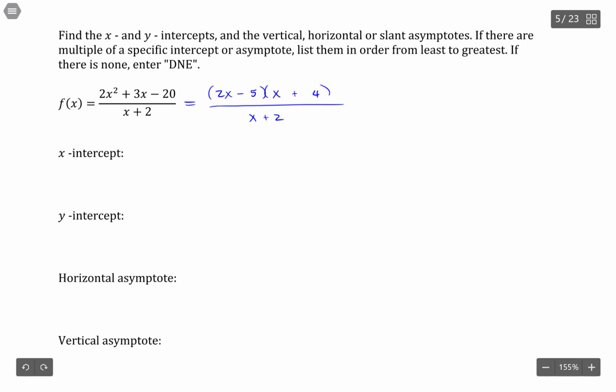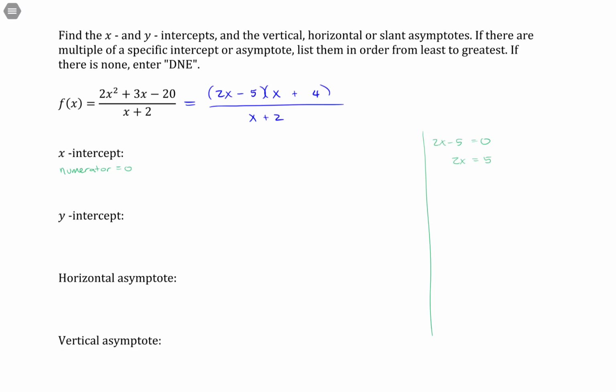x-intercepts. So the location of x-intercepts, these happen where the numerator is equal to 0. So we just take any of the zeros in the numerator, the factors in the numerator, and set them to 0 and solve. So for instance, if I have 2x minus 5 and I set that to 0, then that gives me 2x equals positive 5 because I need to add 5 to both sides, or x equals 5 halves.